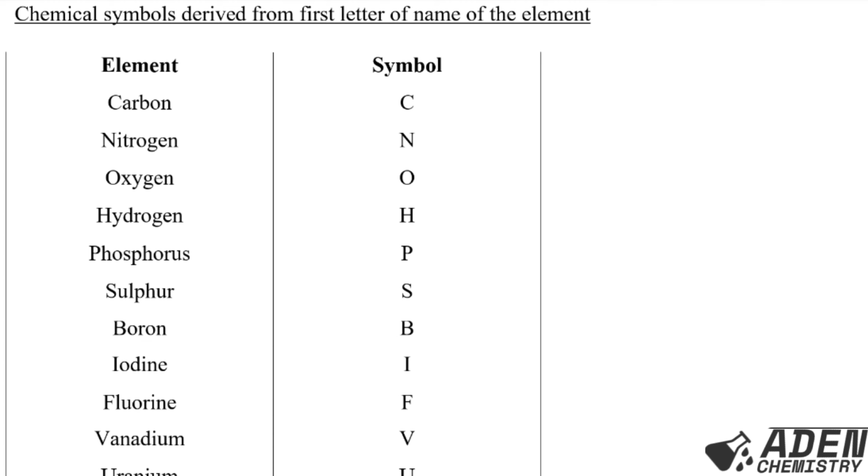So all of these elements derived their chemical symbols from the first letter of their English name, the way you see. All of them are written in capital letters because they have only one letter as their chemical symbol. Therefore, the first letter of a chemical symbol must be written in a capital letter.